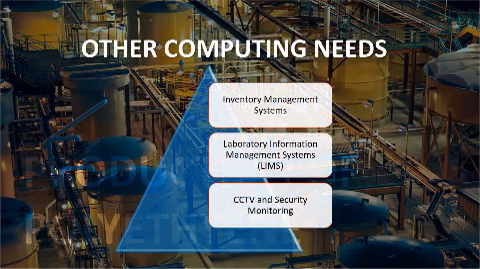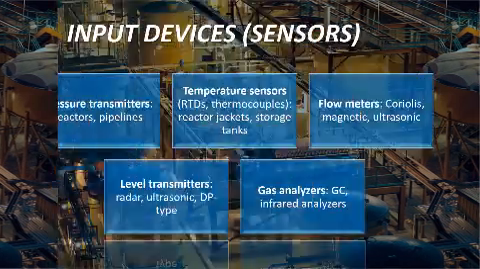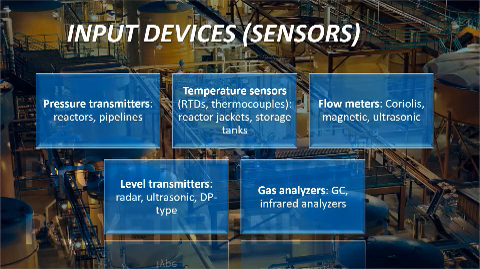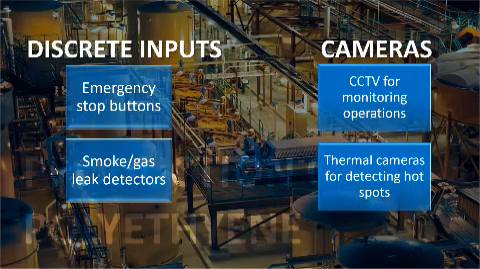data needs of the company: inventory management systems, laboratory information management systems, CCTV and security monitoring, pressure transmitters, temperature sensors, flow meters, level transmitters, and gas analyzers. Also, the company should have emergency stop buttons, smoke or gas leak detectors, CCTV for monitoring operations, and thermal cameras for detecting heat.